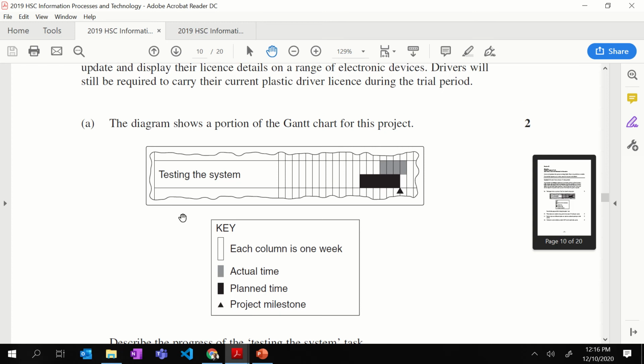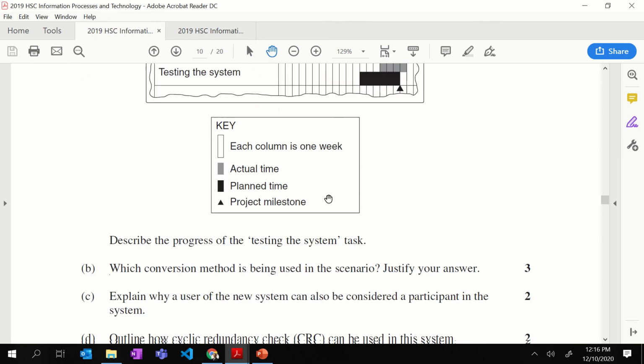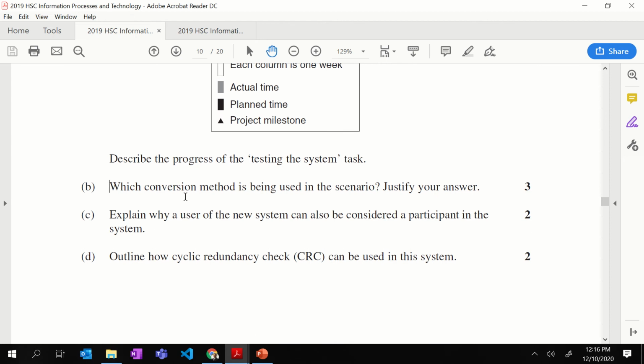Now, when they talk in the scenario, they actually talk about a pilot system where it says, rural locations and urban locations have been selected to trial the new system ahead of the countrywide rollout. So that's a pilot. But then, of course, there is this parallel, because when the new system is implemented, you still will also use the current plastic driver's license during the trial period. So there's parallel. So we're going to use 2 conversion methods. We're going to use pilot and we're going to use parallel.